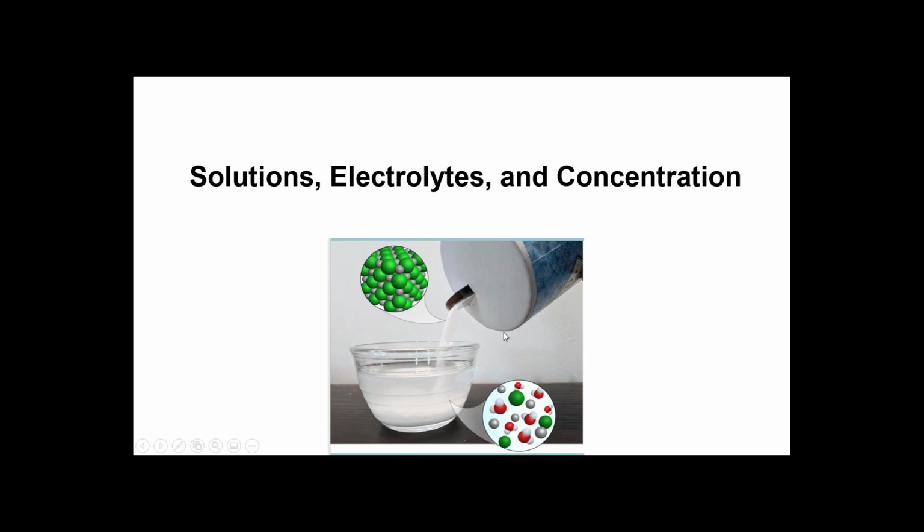Class. This lab is solutions, electrolytes, and concentration. We are not on this chapter, so I'm going to try to cover it as much as we can. This is chapter 13, so if you need to refer to chapter 13, please do so, but I try to cover everything on here, so it may be a little bit longer of a lecture than normal.